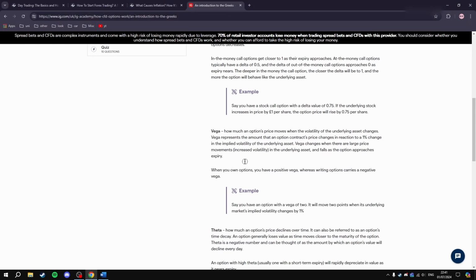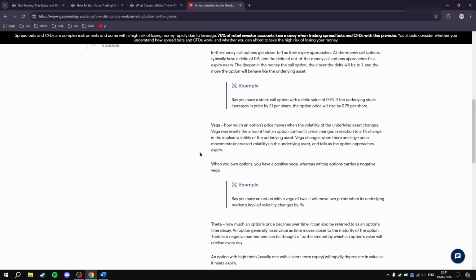In the money call options get closer to 1 as their expiry approaches. At the money call options typically have a delta of 0.5, and the delta of out of the money call options approaches 0 as the expiry nears. The deeper in the money the call option, the closer the delta will be to 1, and the more the option will behave like the underlying asset.